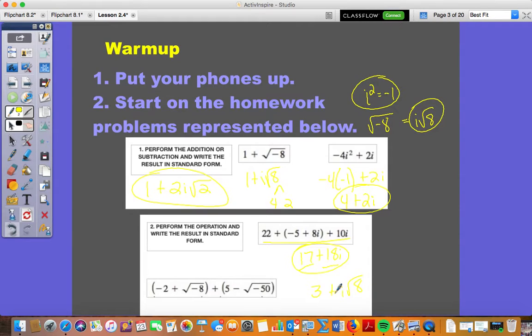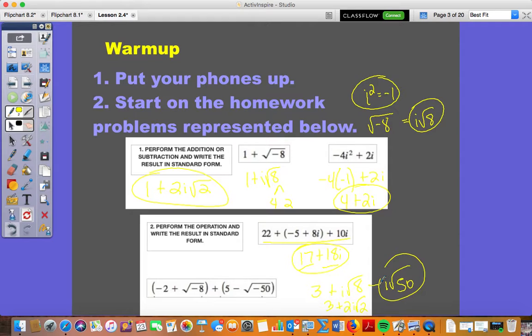Yeah, it comes out as an i, square root of 8. Good. And the same thing holds true with the minus i square root of 50. Square root of 8, what does that turn into again? Good. 2i square root of 2. So we're going to say 3 plus 2i square root of 2. What about square root of 50? Any thoughts on what we could do? 5 root 2. How do you get that? You pull out a 10 and a 5.